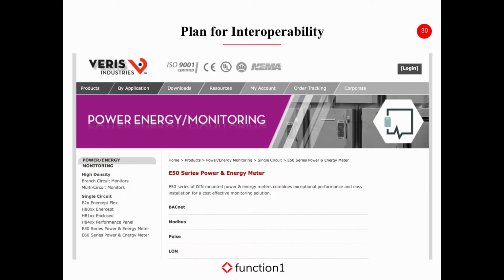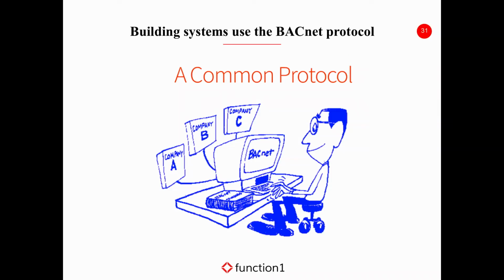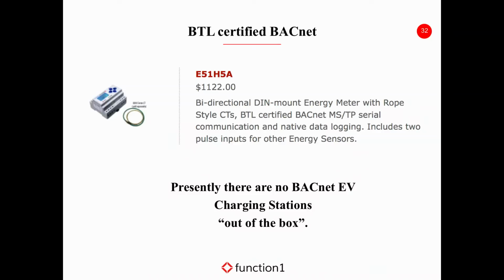Those are also protocols that are available to us in this device, in our new device. So it's not just BACnet. It has all of the protocols that are used in commercial or industrial facilities. What we're trying to do is get all the building systems to use the BACnet protocol. The electrical metering was $1,122.